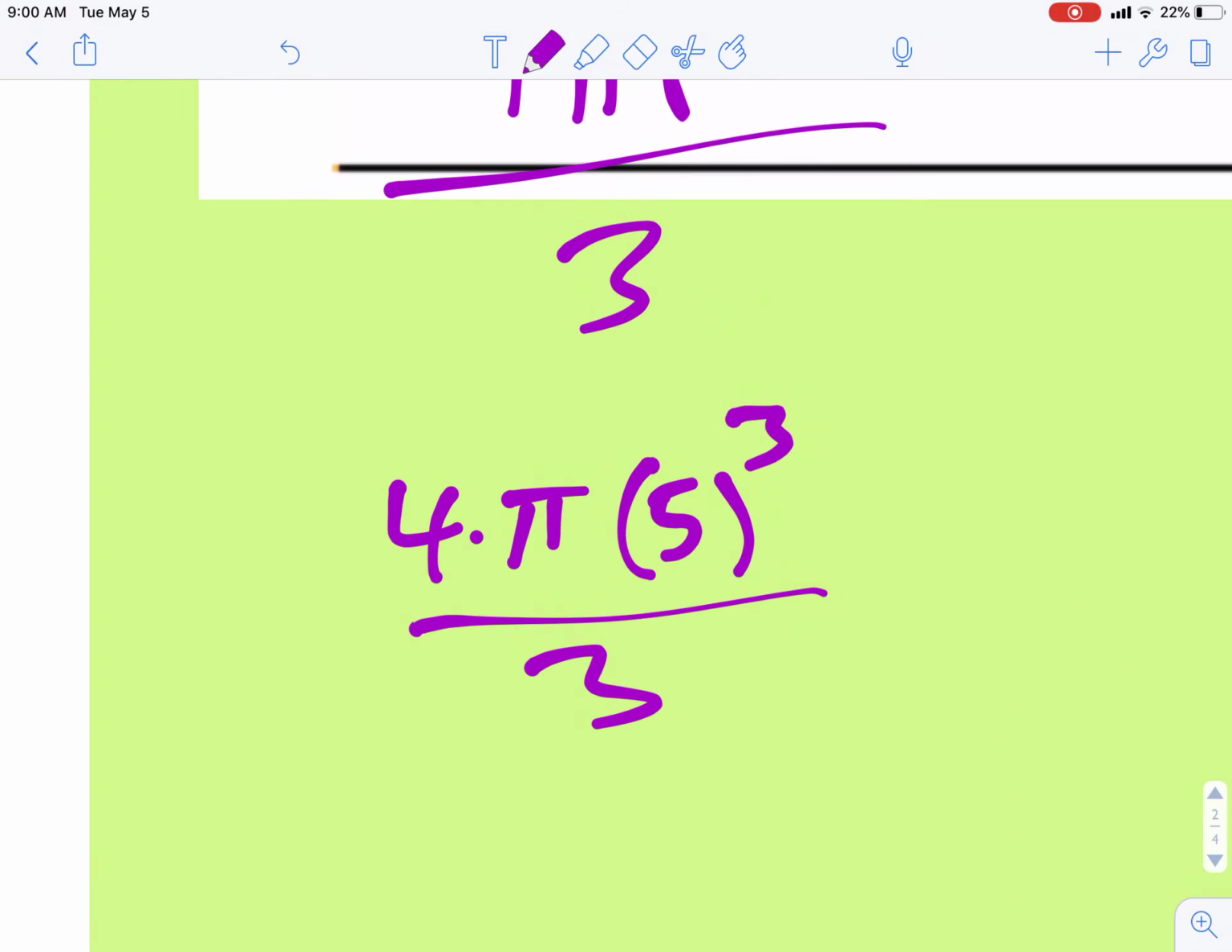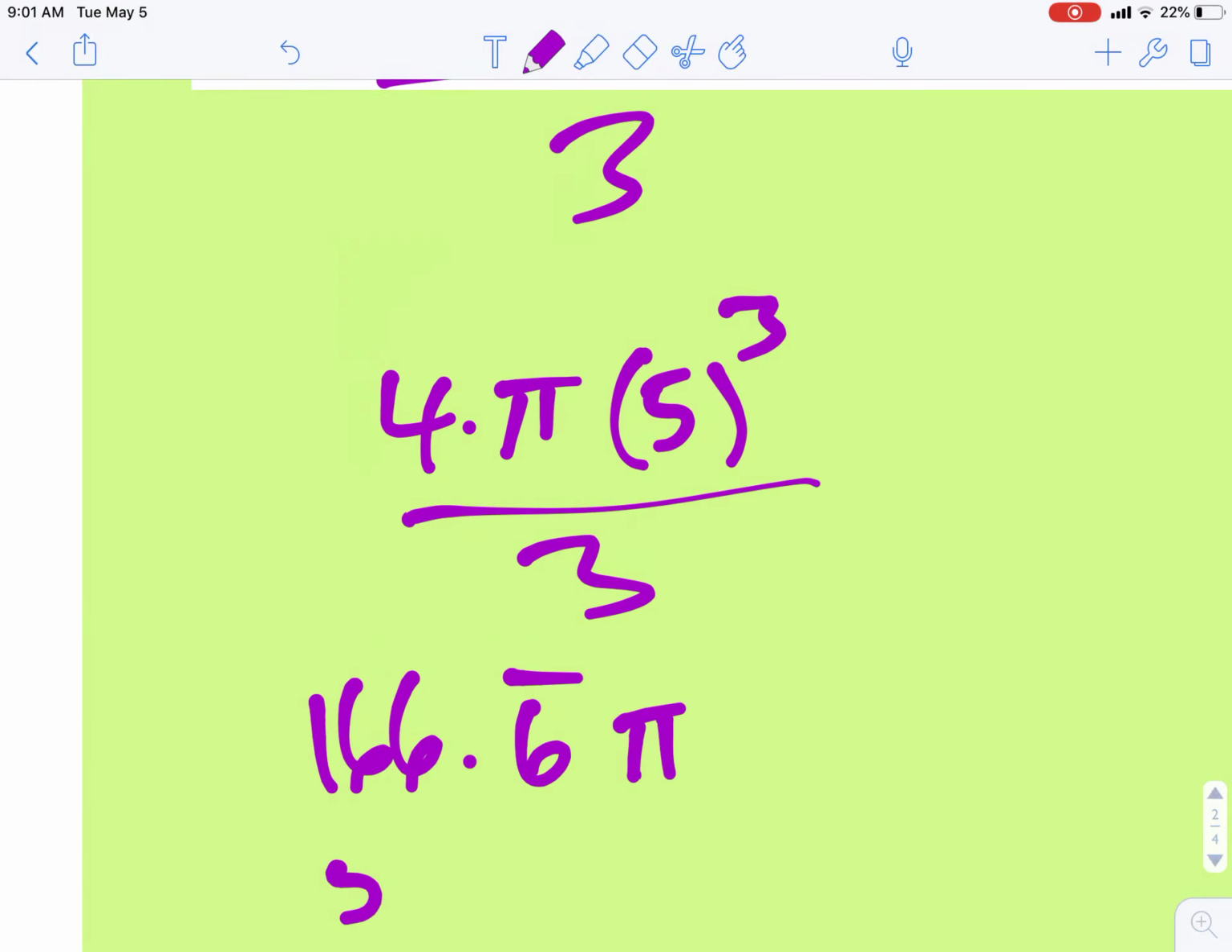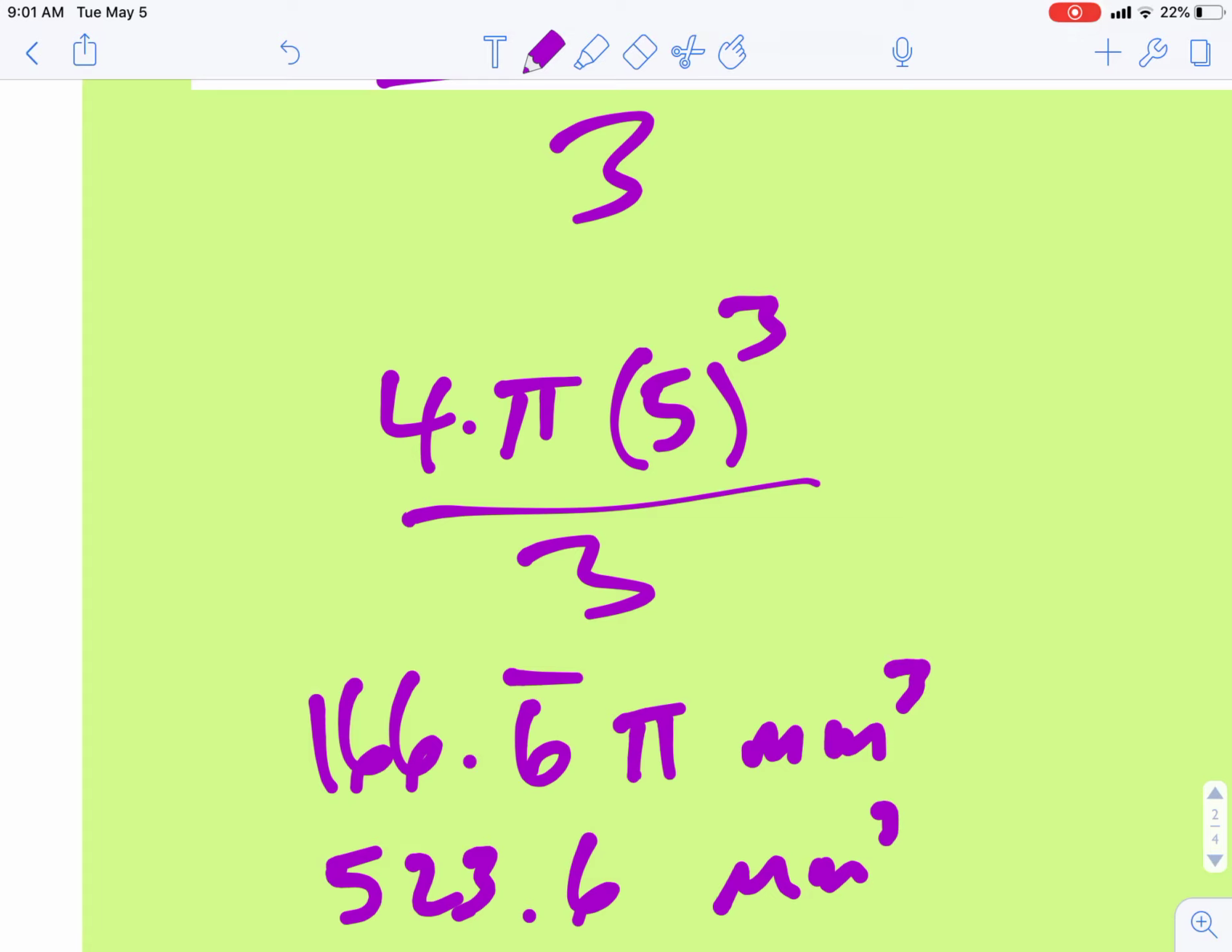The other thing that is actually nice to do, and this is when I say show your work, is that I know what you're doing, so you don't just have an answer that looks like you copied off your neighbor. That's actually you doing something, okay? So show your work means show your work. So 5 to the third times 4 is 500, divided by 3 is 166.6 repeating pi. If you multiply all that out, we get a grand total of 523.6. And if we're talking volume, we're going to do millimeters to the third power.